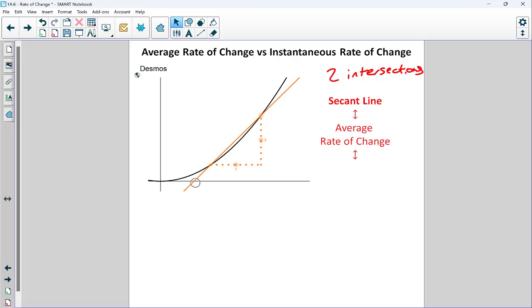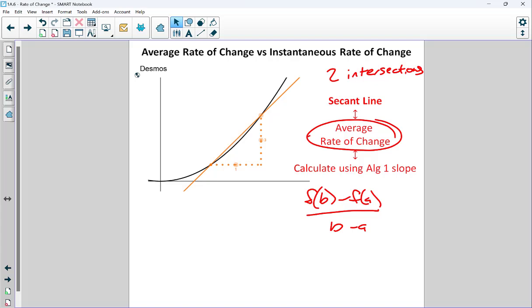Now, I can measure the slope of a line. The slope of a line is easy: rise over run, f of b minus f of a over b minus a. The slope of a curve is harder to measure. So instead, between these two points, I can simply argue that the slope of the secant line represents the average rate of change of the curve over that given interval. If I'm looking for average rate of change, just use our Algebra 1 slope formula, f of b minus f of a all over b minus a, between those two points. The slope of the secant line represents the average slope of the curve between those two points.